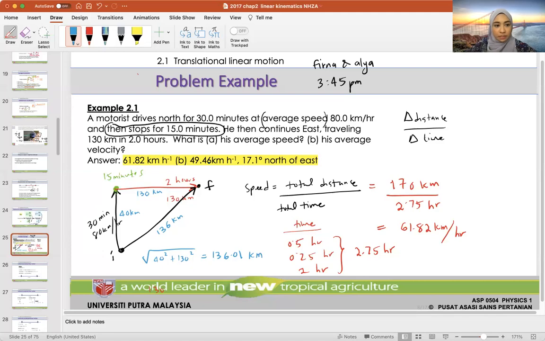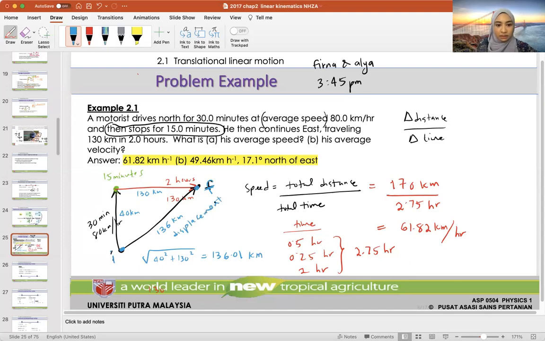This is the displacement. How do I know this is displacement? Because displacement is only concerned about your final point and your initial point. It wants the shortest distance from final to initial. It doesn't care about the path. The path is the distance. The long one is distance. The short one is displacement.